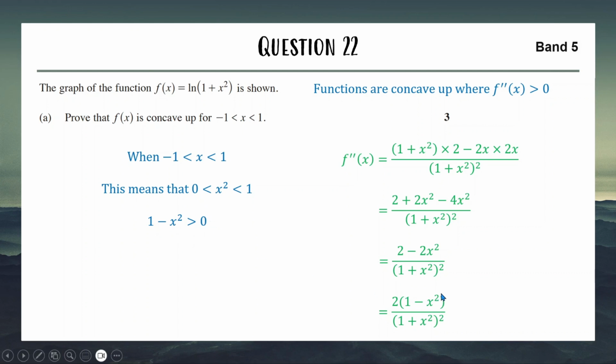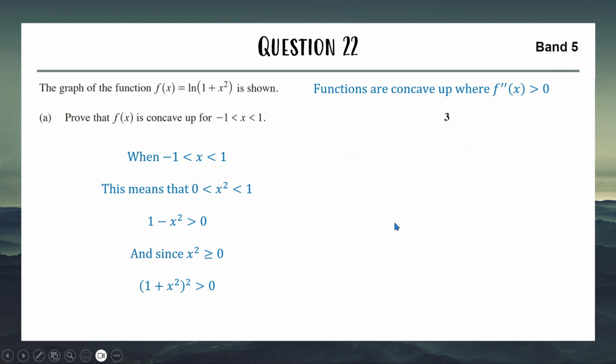So therefore, the top of that fraction is always positive. We'll do a quick explainer as to why the bottom is positive now, because x squared is always positive. When I add 1 to it, it's going to be something bigger than 0. And so then when I square that, it is of course going to be a positive number. So here's our little algebraic argument for why the top and bottom of this fraction are both positive. Therefore, the entire fraction is positive. Therefore, our second derivative is always greater than 0, which means that the function is concave up between these two values. Done and dusted.